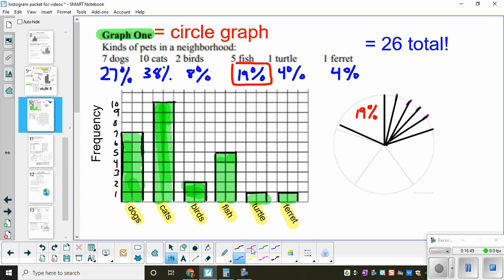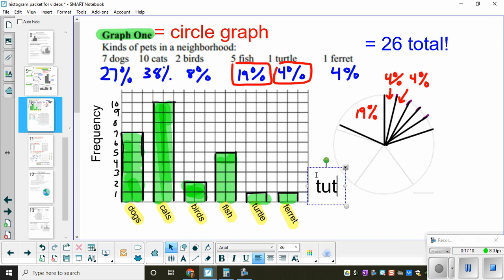And again, the reason I did that is because now I've got this 4% that I can say goes right here. And then the next chunk right here is another 4%. Okay? Now I'm going to just type it, but you can write it. So one of those chunks represented turtle. And I'm going to just shrink that down so it fits. All right, so that was the chunk that represented the turtle.